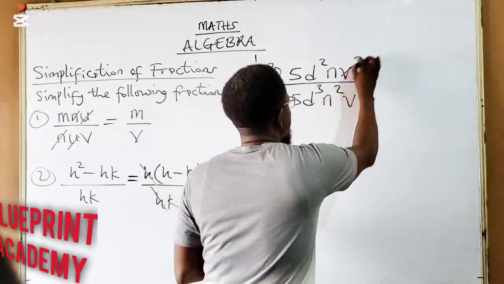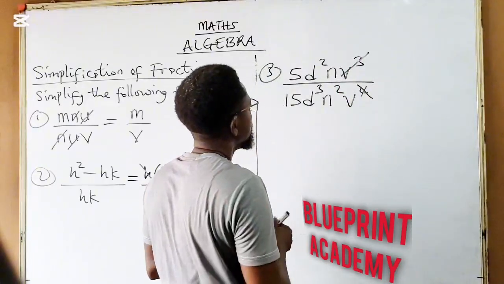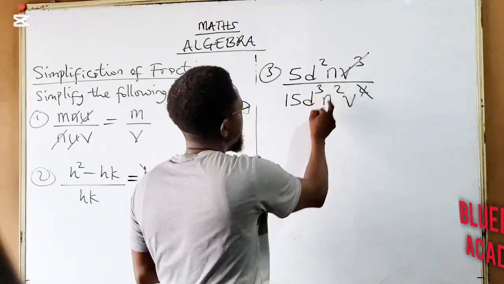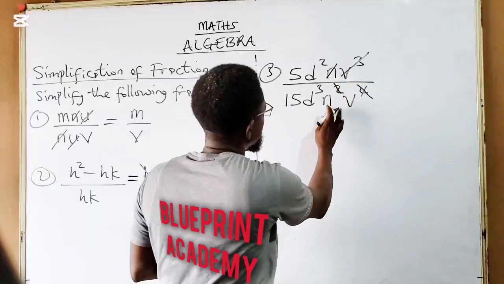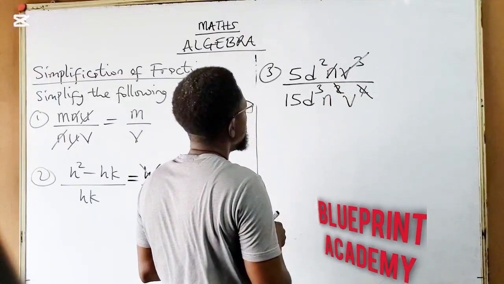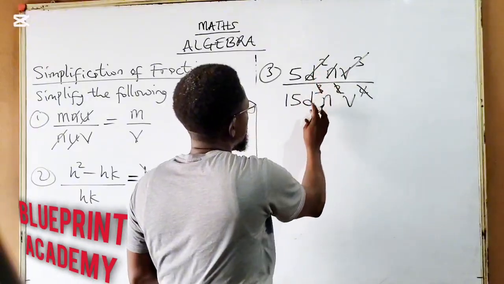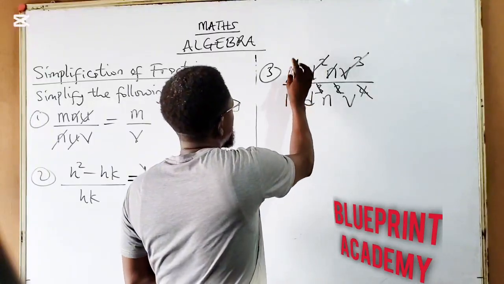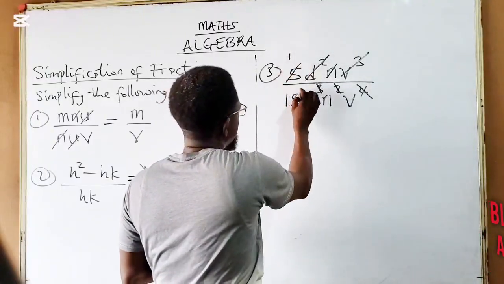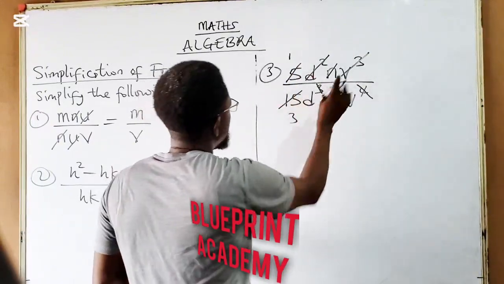So we cancel 3 from here, and I'm left with 1. There's one n here, there are 2 of them here, so we cancel 1 from here, and I'm left with this one. Then for the d, there are 2 d's here, so we cancel 2 from here, you are left with 1. And 5 can cancel, 5 here is 1. 15 divided by 5 will give us 3. So the numerator is completely cancelled out.